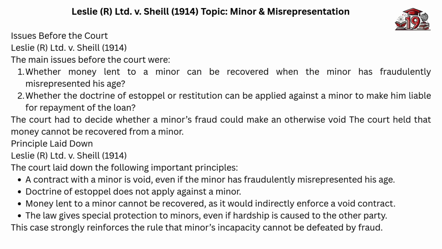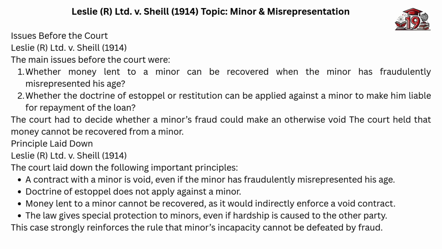Issues before the court. Leslie (R.) Limited v. Sheill, 1914. The main issues before the court were: whether money lent to a minor can be recovered when the minor has fraudulently misrepresented his age, and whether the doctrine of estoppel or restitution can be applied against a minor to make him liable for repayment of the loan. The court had to decide whether a minor's fraud could make an otherwise void contract enforceable. The court held that money cannot be recovered from a minor.